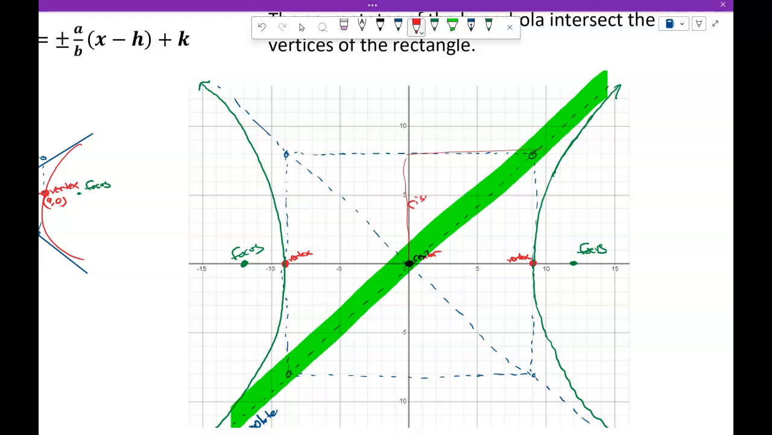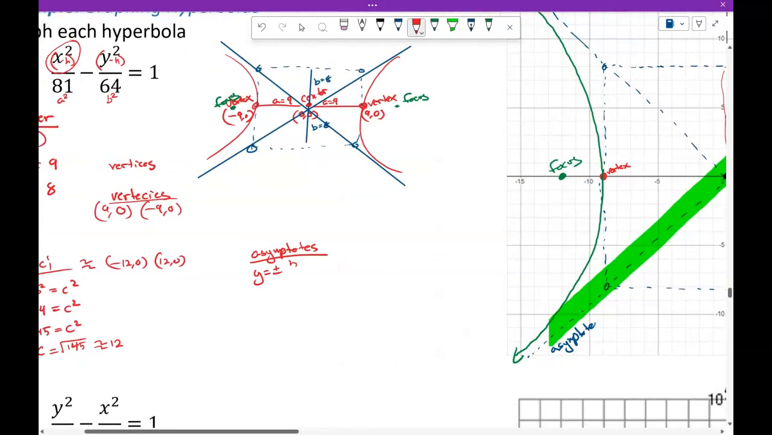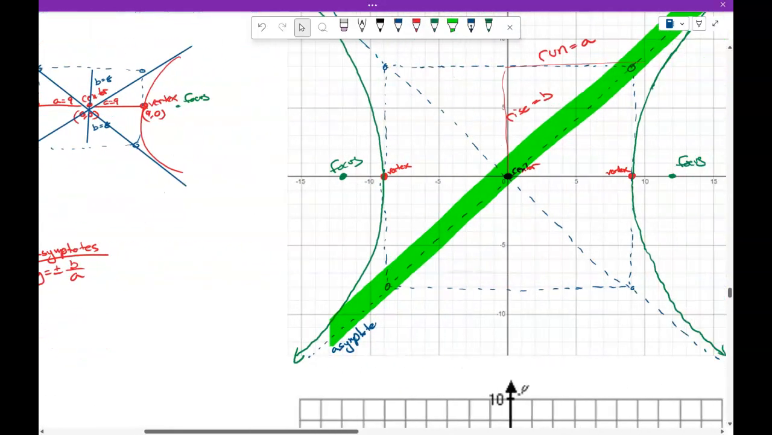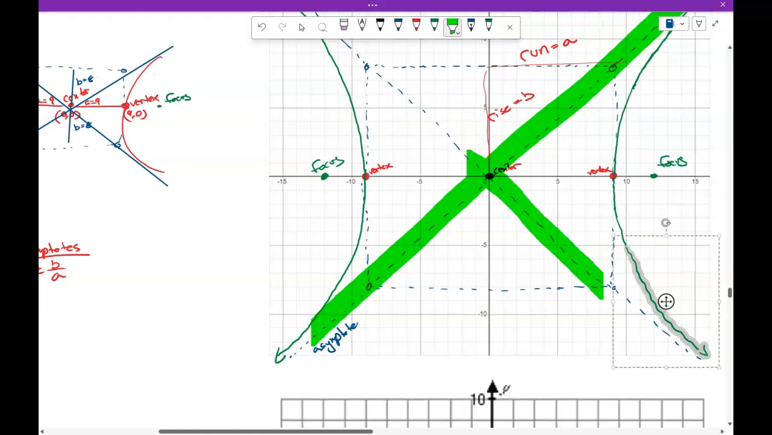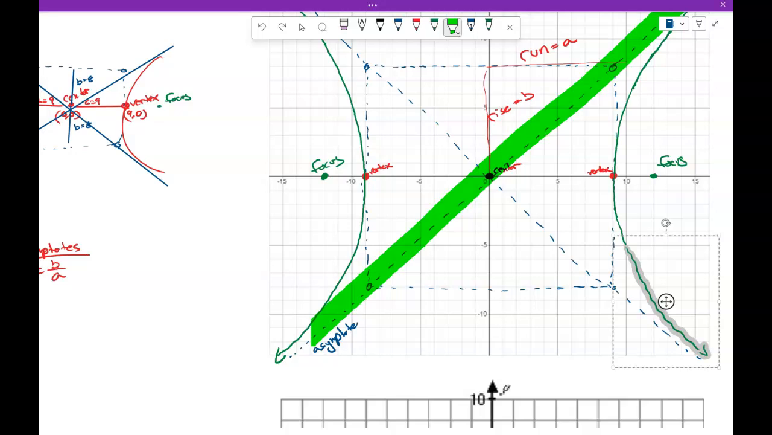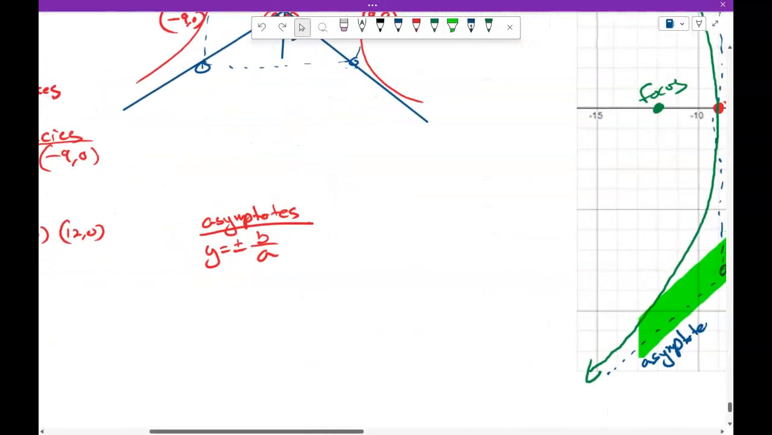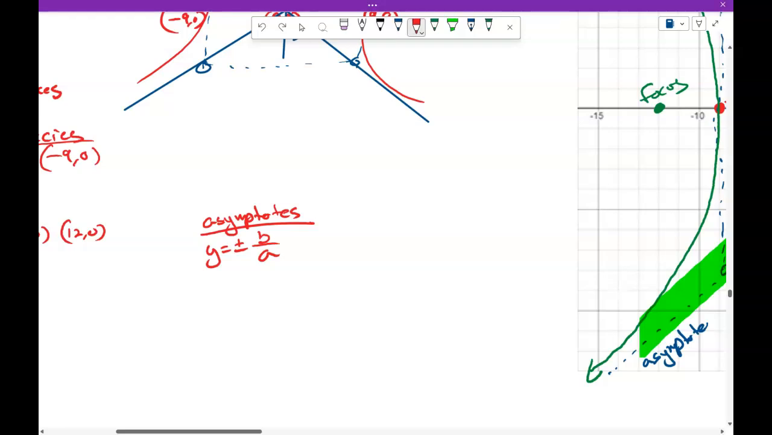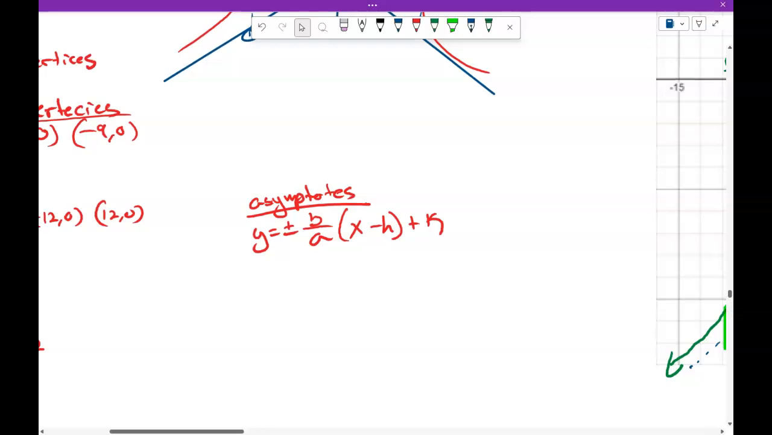Well, the rise of this slope is equal to the b value in our fundamental rectangle, and the run is equal to the a value in our fundamental rectangle. So our slope is going to be positive and negative b over a. It's the same for this line here, except it's going down b and right a. So it's the same slope, and then it's centered at h and k. So we're going to be using this formula for our slope and our center.